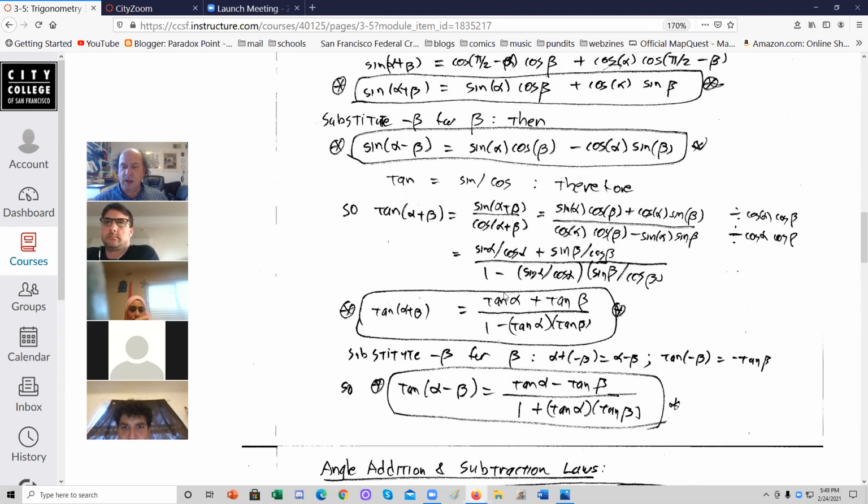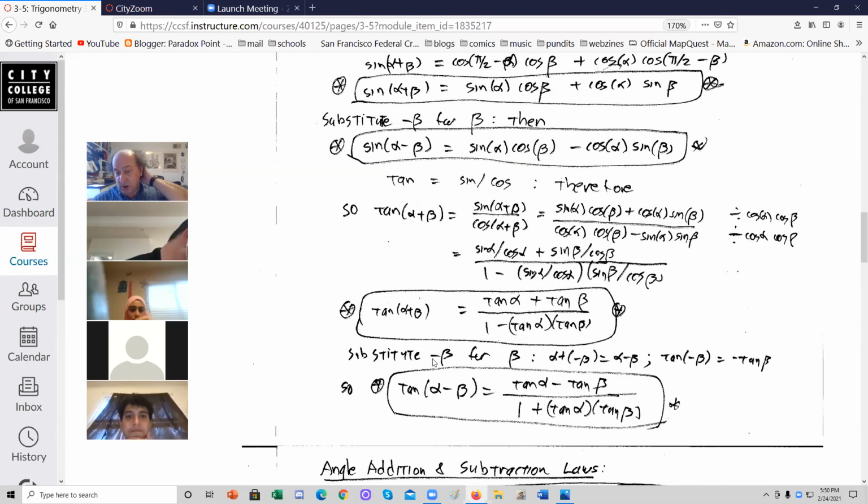And sine over cosine is tangent, so from here we get the tangent of the sum is tangent alpha plus tangent beta, all that divided by 1 minus tan alpha tan beta. And that's the trig angle addition formula.